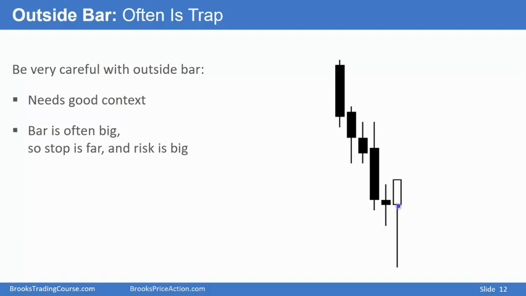Think about that as well. It's a big outside bar. So if you buy up here, your stop is here. That's far. So your risk is big. And because it's following 5 bear bars, the probability of a profitable long is low. If you buy up here above the high of this bar, you're taking a low probability trade with big risk. Big risk means bad risk reward. You're buying a trade that has bad risk reward and bad probability. That is a bad trade. More likely, you'd make money selling up there.